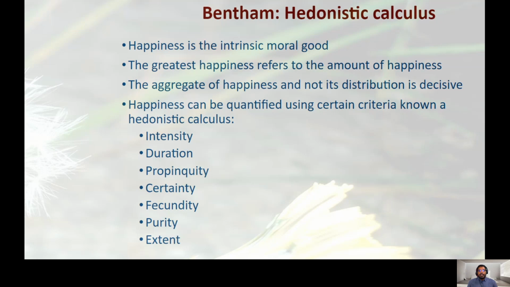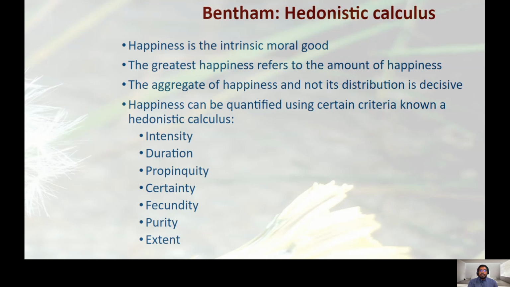The third criterion is propinquity. Propinquity means nearness. How near this happiness is. Now I am going to do this action, and the result of it is going to be the happiness for the maximum number of people. How soon they will get this happiness. You cannot say now 50 years from now you'll get the happiness. Then it is not worth considering.